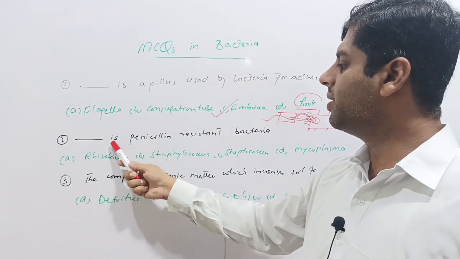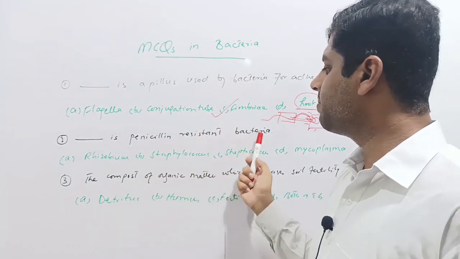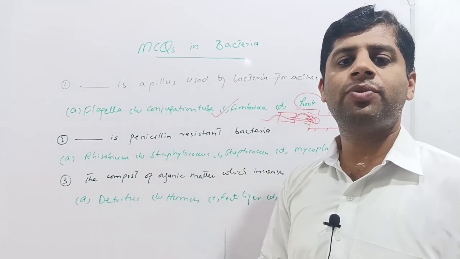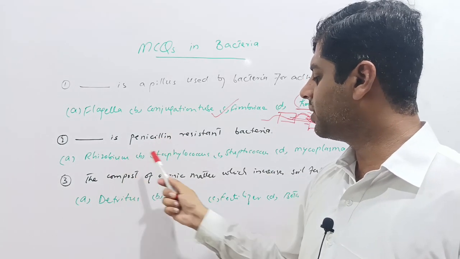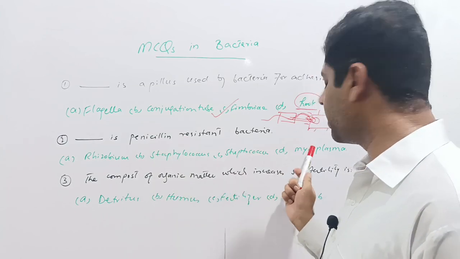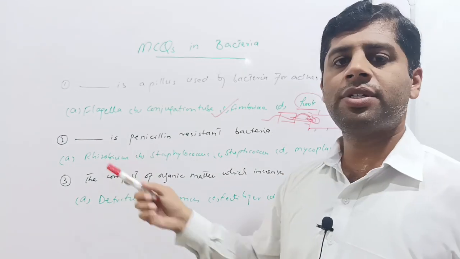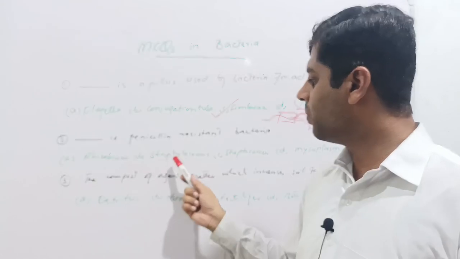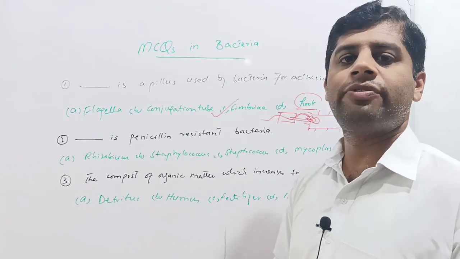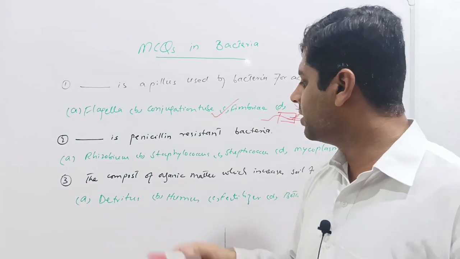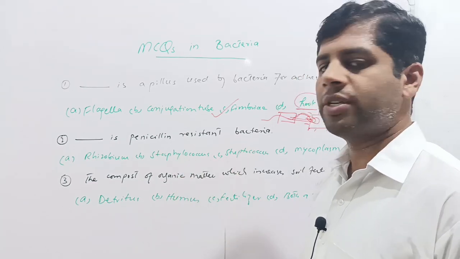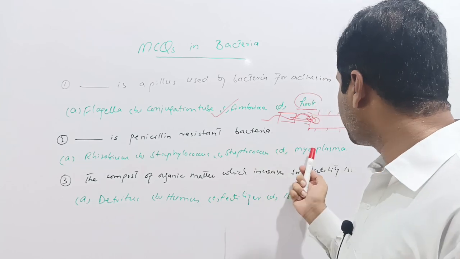Next question is that dash is penicillin resistant bacteria. It means the bacteria which is not affected by the penicillin antibiotic drug. Given options are Rhizobium, Staphylococcus, Streptococcus and Mycoplasma. So Rhizobium are the bacteria present in the root of leguminous plants, while Staphylococcus and Streptococcus cause infections in human beings. For example, throat infections, respiratory tract infections, pneumonia. These are caused by the Staphylococcus and Streptococcus bacteria. The last one is Mycoplasma.